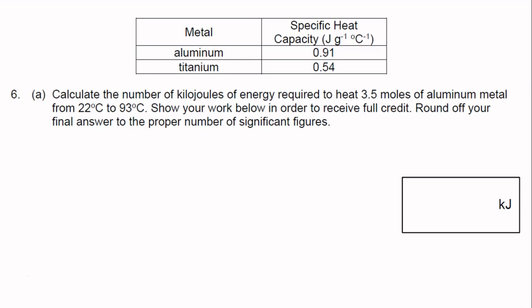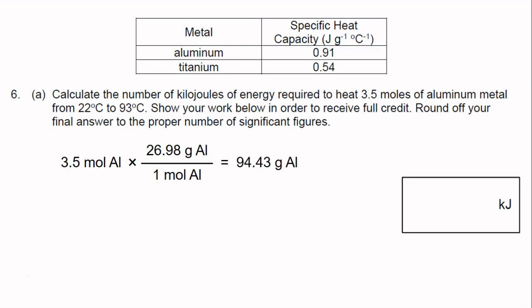Now the mass of aluminum can be determined by using the periodic table. To go from moles to grams, we'll multiply by the molar mass of aluminum, 26.98. And so right now our calculation involves 94.43 grams of aluminum. The specific heat capacity is 0.91 joules per gram degree Celsius, and the delta T for this particular experiment, the change in temperature, 93 minus 22, is 71 degrees Celsius.